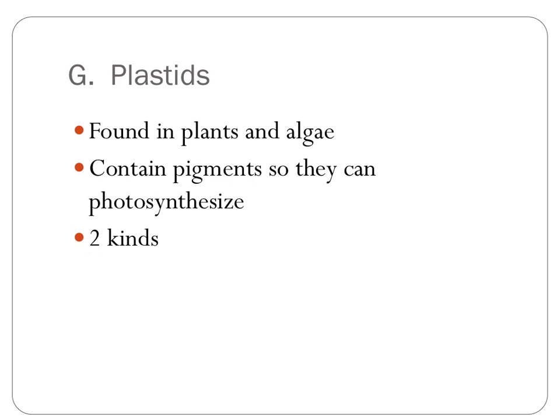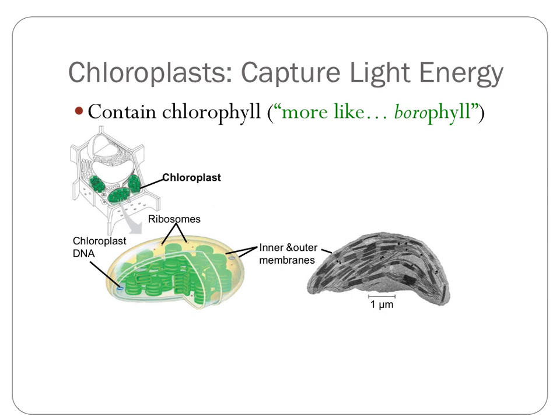And there are two major kinds of plastids. So the one that we usually focus on is called chloroplast. Chloroplast captures light energy and uses it and water and carbon dioxide to make sugars.